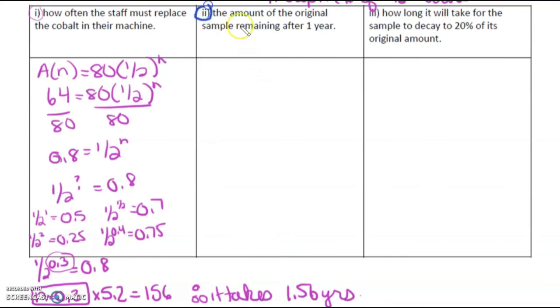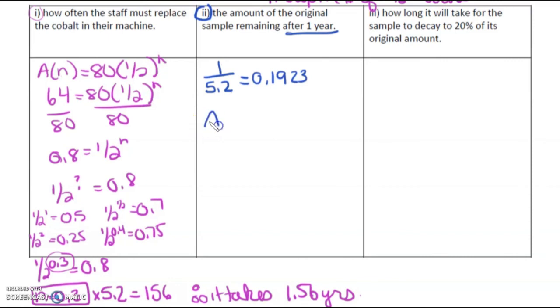Okay, number 2, we're going to use our equation to determine the amount of the original sample after 1 year. So if we think about 1 year versus the 5.2 years of a compounding period, what fraction of a compounding period is that? We can actually sub this in, or it's about 19.23% of a full compounding period.